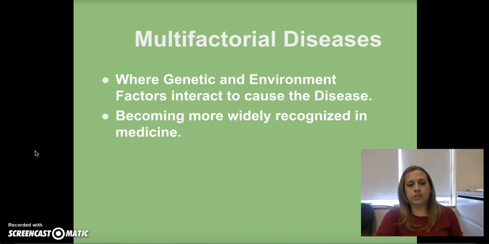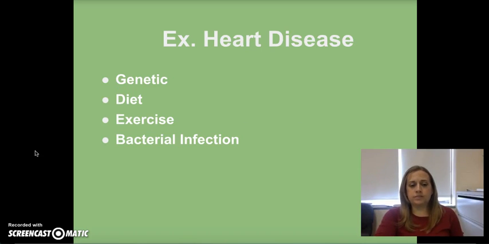So now we're going to take a look at some slightly different diseases, and these are called multifactorial diseases, and this is where genetic and environmental factors interact to cause the disease. This is something that's becoming much more widely recognized in medicine. A really good example is heart disease. You can have a genetic predisposition to heart disease, but then there's other things too, like your diet, the amount of exercise you get, and even bacterial infection that also play a role in whether or not an individual will develop heart disease.